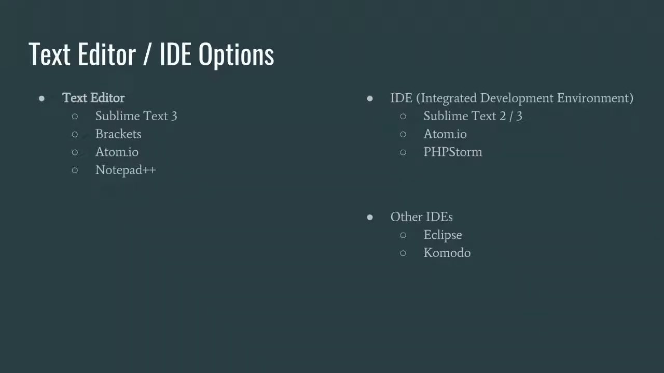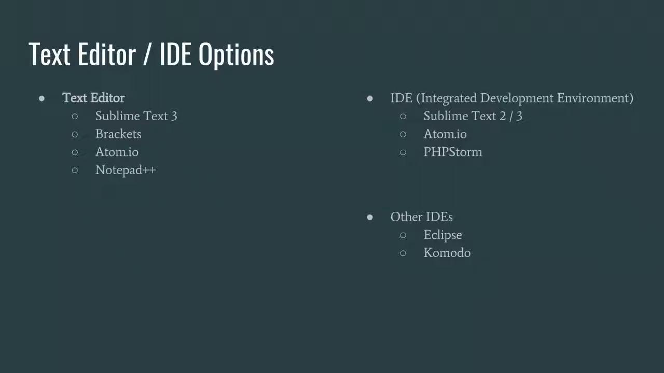All right, so text editors. Who here has heard of Sublime Text 3? That's a lot of hands. Brackets. Atom.io. Notepad++. Wow, I didn't get any thumbs down for that one. If you go to an HTML CSS class, they're probably going to teach you on Notepad++. My recommendation is to figure out what your project is and move from there.